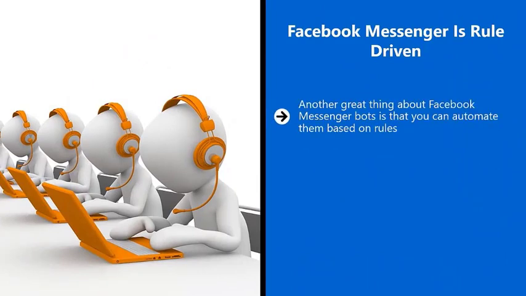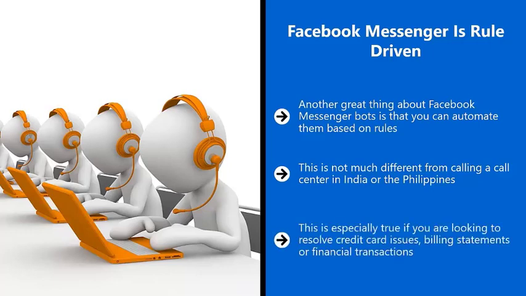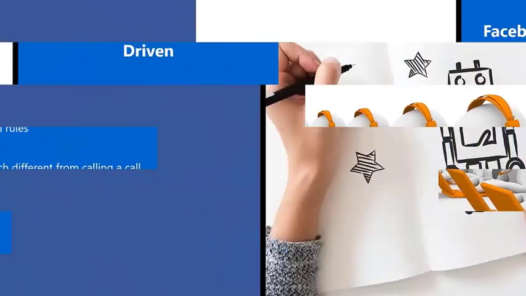Facebook Messenger is rule-driven. Another great thing about Facebook Messenger bots is that you can automate them based on rules. So, depending on how the customer responds to the information you send them, which in and of itself is a response to their initial inquiry, you can create a decision tree that sends different messages depending on the prompt. This is not much different from calling a call center in India or the Philippines. When you call a call center, you are routed by an initial screening system, and depending on your question or inquiry, you are sent to other specialists. This is especially true if you're looking to resolve credit card issues, billing statements, or financial transactions. There is some sort of decision tree involved, and you can use a similar approach with your Facebook Messenger bot.